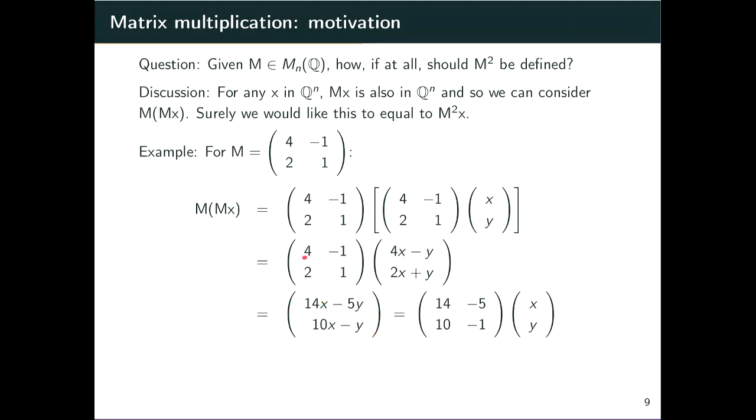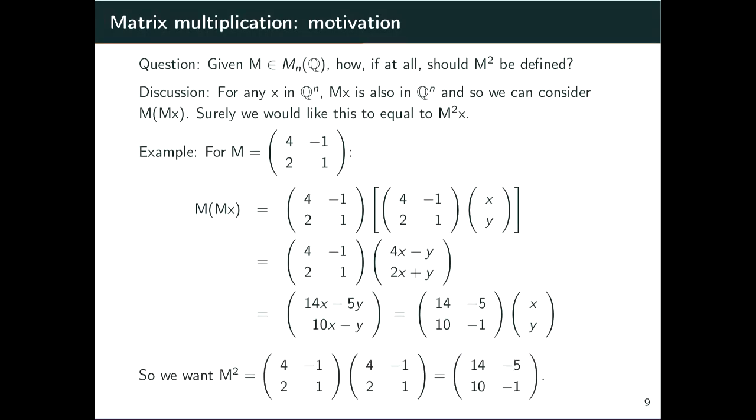So that's 4 times this number plus -1 times this number, and that goes in this position, and 2 times this number plus 1 times this number in this position here. This gives us this, which we can rewrite in this form here. What I'm trying to say is maybe we should define that M squared is going to equal this matrix here. So that's how we're going to define our matrix multiplication.